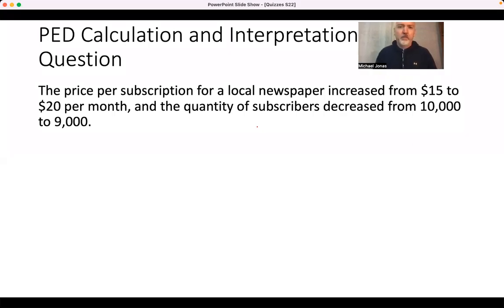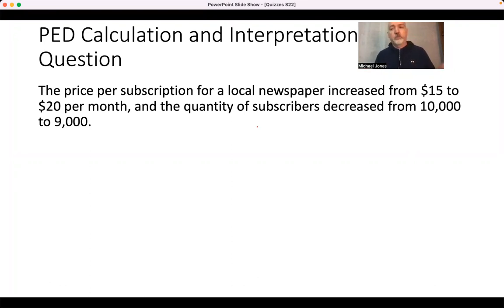All right, principles of microeconomics, example question with price elasticity of demand. So on an exam, you'll be given a little scenario. It doesn't really matter what the story is. It's the numbers that we're going to need. But for the sake of our example, let's imagine we have a local newspaper increasing the monthly price of their subscription from $15 to $20 per month.